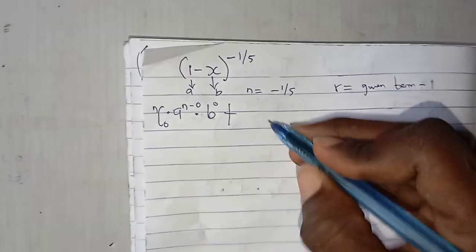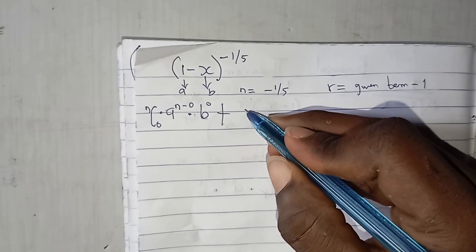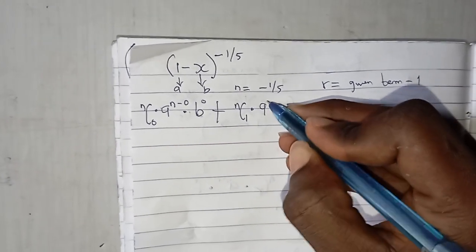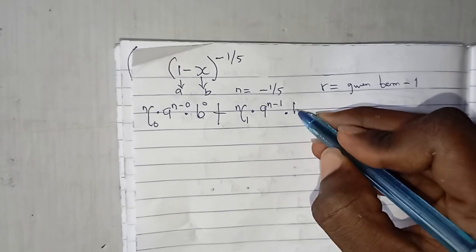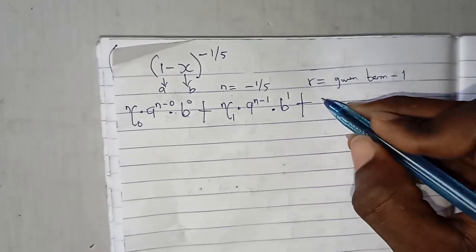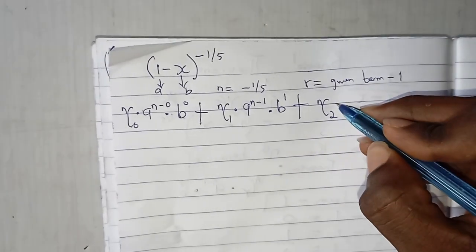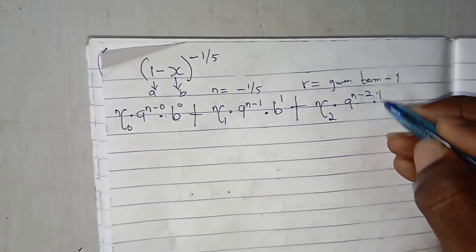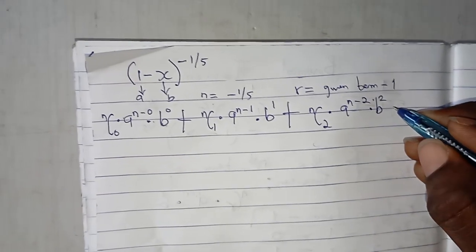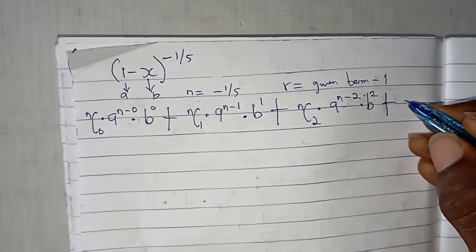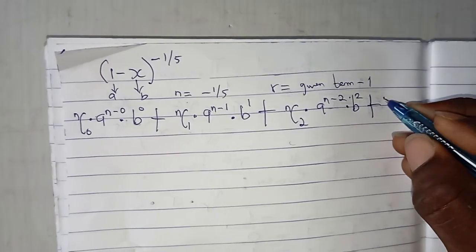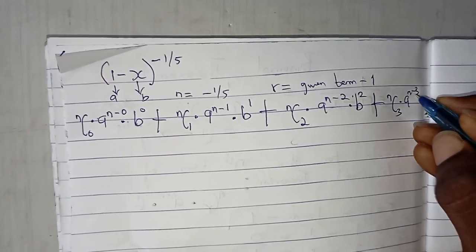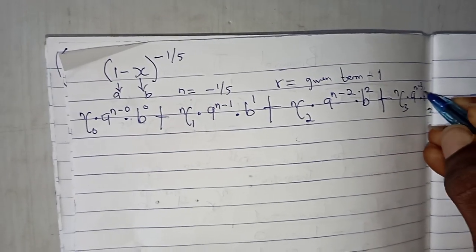Then plus the second term. It's 3 terms I want to find. Plus n combination 1 dot a raised to power n minus 1 dot b raised to power 1. Plus n combination 2 dot a raised to power n minus 2 dot b raised to power 2. So you can go on to solve the third term. That's your assignment: n combination 3 dot a raised to power n minus 3 dot b raised to power 3.